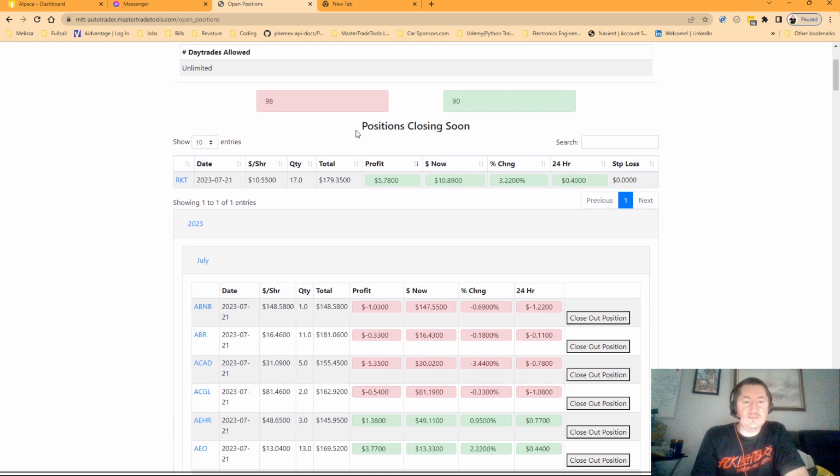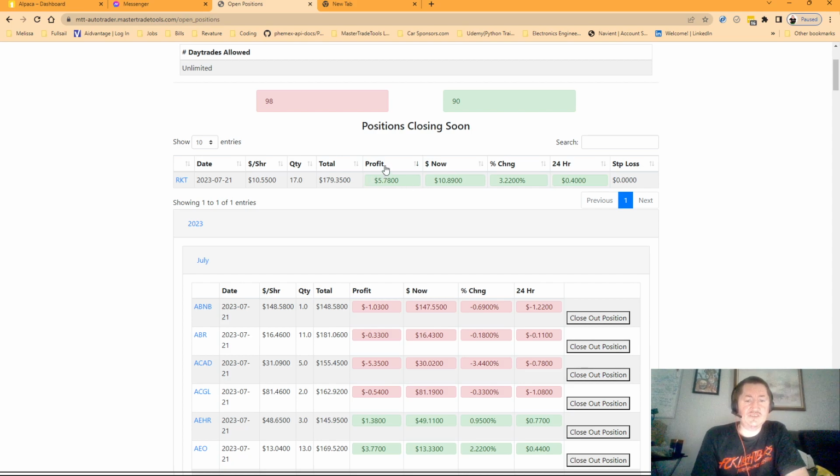Below that, it's going to have your positions closing soon. This is all based on the algorithm: what positions it's going to close for you, and why it's closing those positions. If a position is going to close, it will add a stop loss to it, show you what the stop loss is, and put it in this table to show you that this position is getting ready to close.